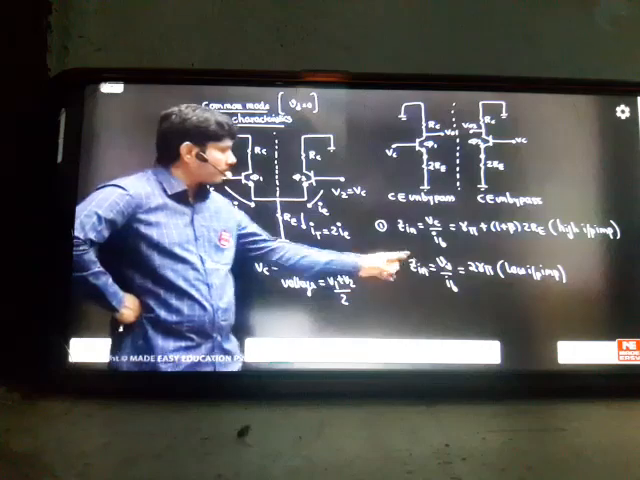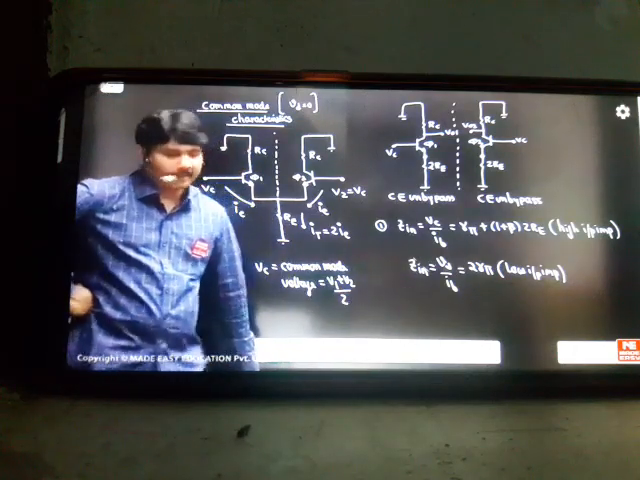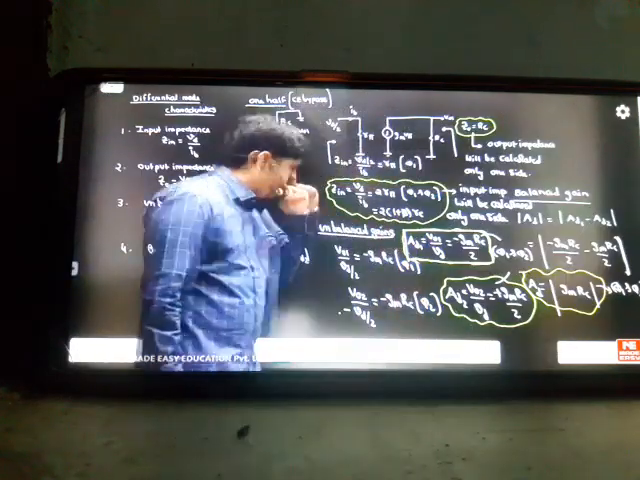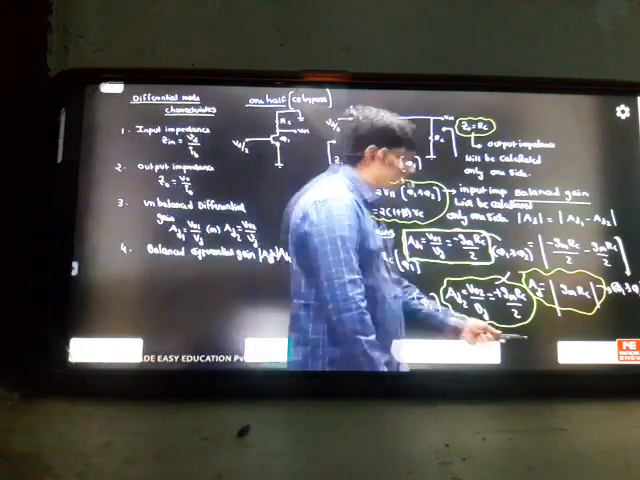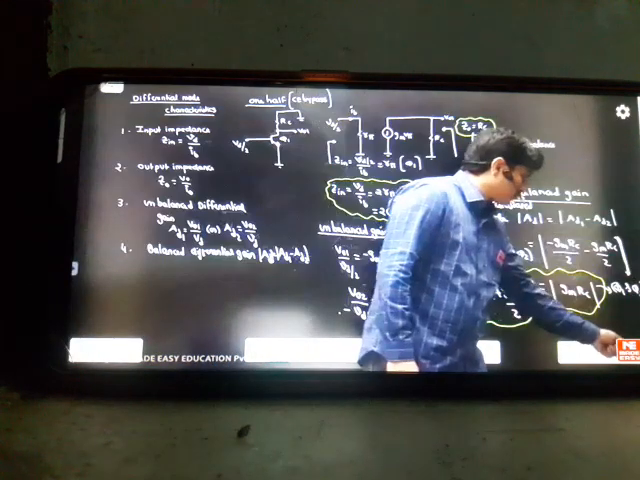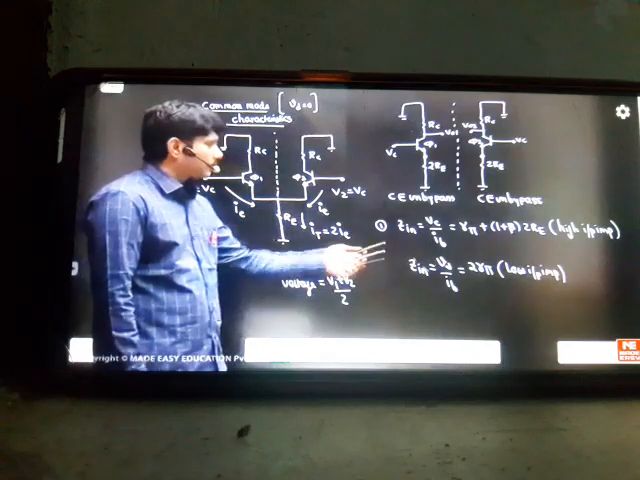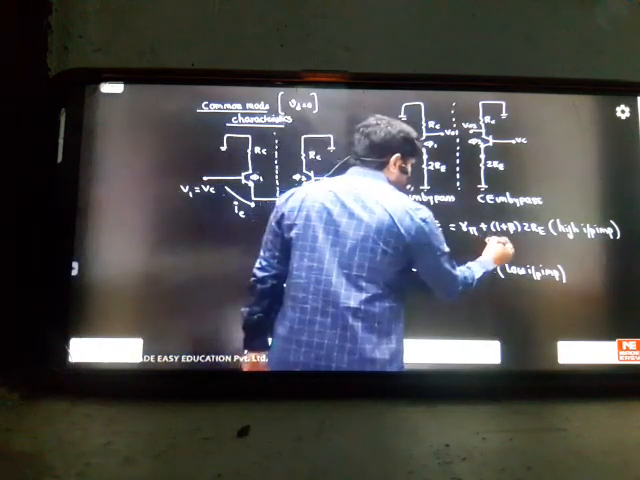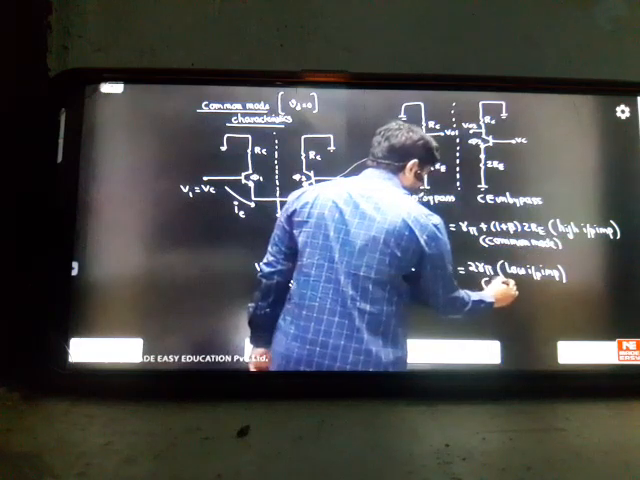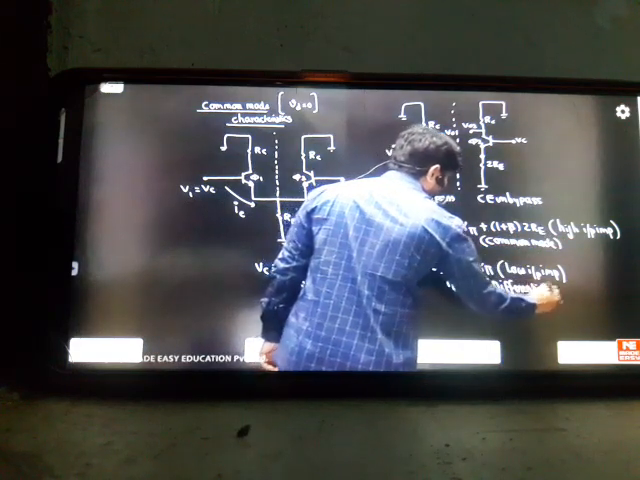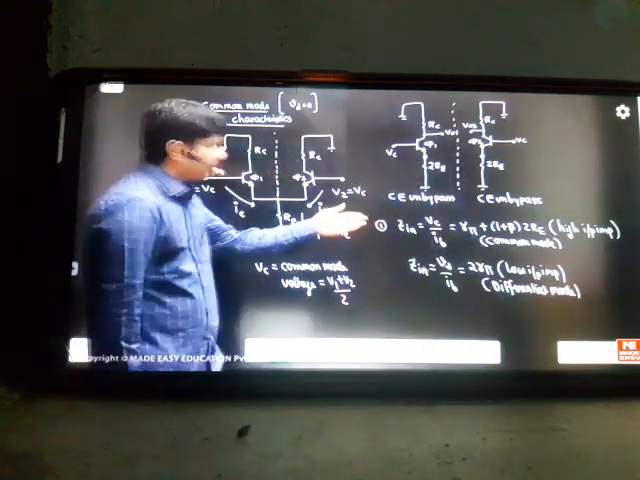Shabin is asking where the 2 R pi came from. It came from the previous topic. We just did it. I am taking that answer and comparing it here: a comparison of differential mode and common mode. This is the answer. We have two answers here. This answer is for common mode, and this is for differential mode. Take the previous result and compare. One is the impedance we got for common mode, the other for differential mode.